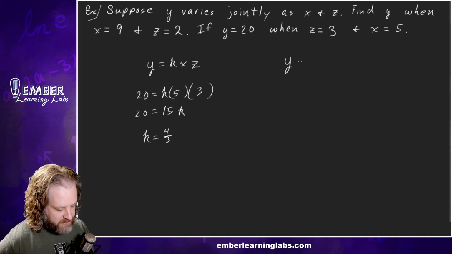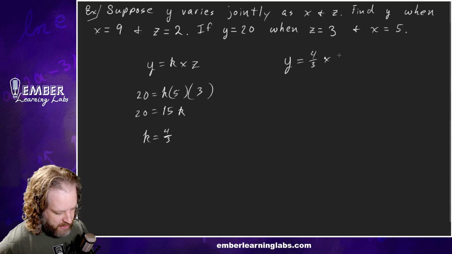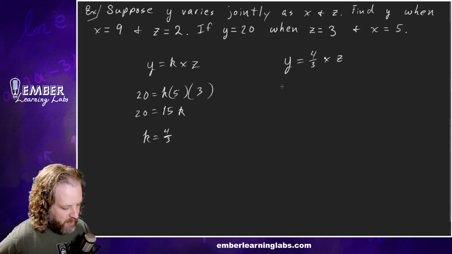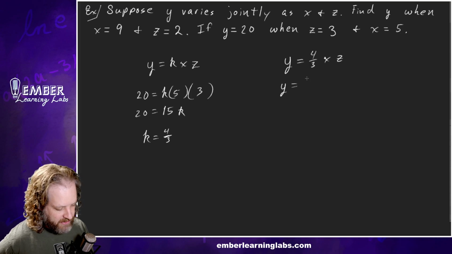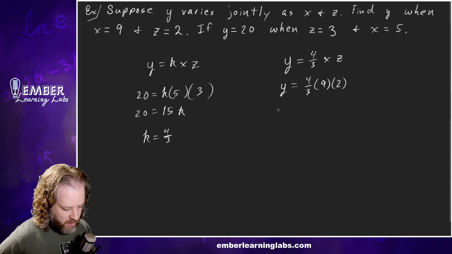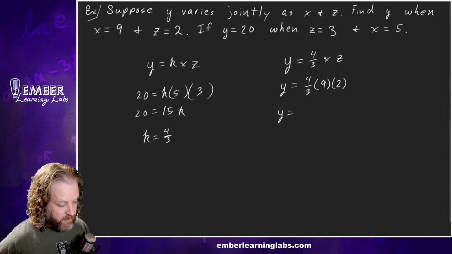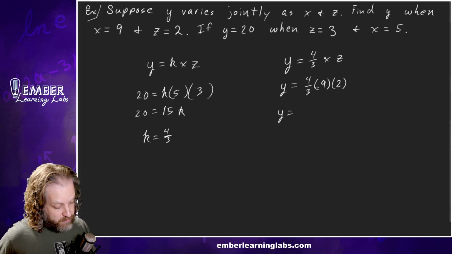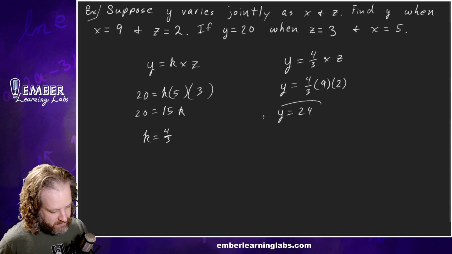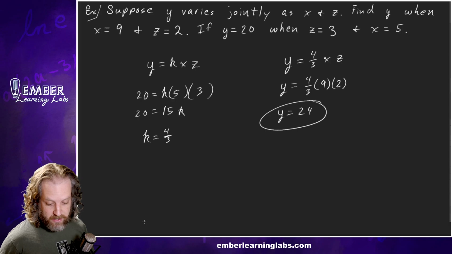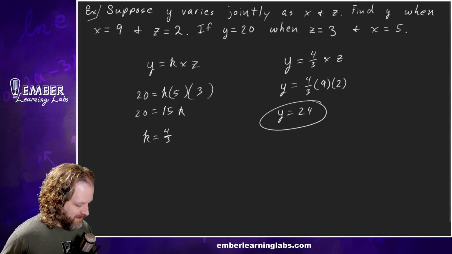So our equation is y equals 4/3 xz. So find y when x equals 9 and z equals 2. So y would equal 4/3 times 9, which would be 4 times 3, which is 12, times 2 is 24. You can check it on the calculator yourself if you want to. All right.